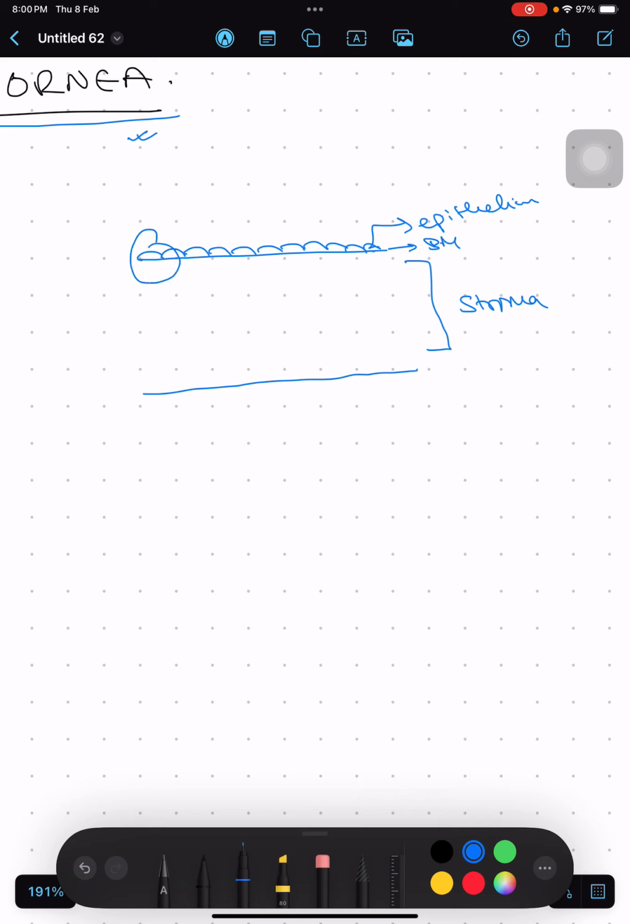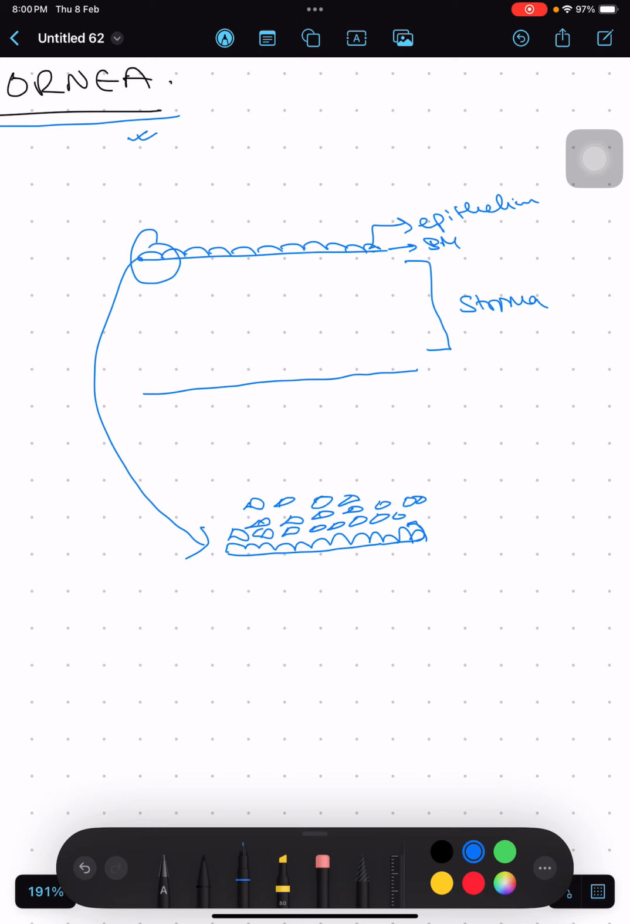If you zoom in on the structure, the basement membrane is not actually the basal layer. The basal layer is something different. This layer is the basal layer. You have columnar cells in the lowermost area. And then you have stratified squamous epithelium. Above the basal layer is stratified squamous epithelium.